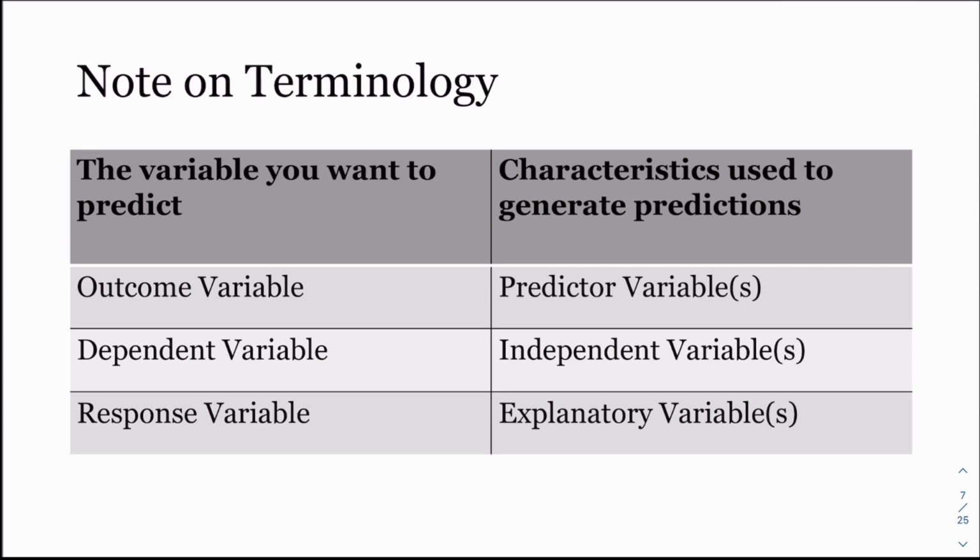In linear regression, we have two different kinds of variables. Firstly, we have the variable that we want to predict, and this is sometimes called the outcome variable, the dependent variable, or the response variable. But these all refer to the same thing. We also have variables that we're going to use to predict our outcome variable, and these are sometimes called the predictor variables, the independent variables, or the explanatory variables. And again, these three terms are all used interchangeably.